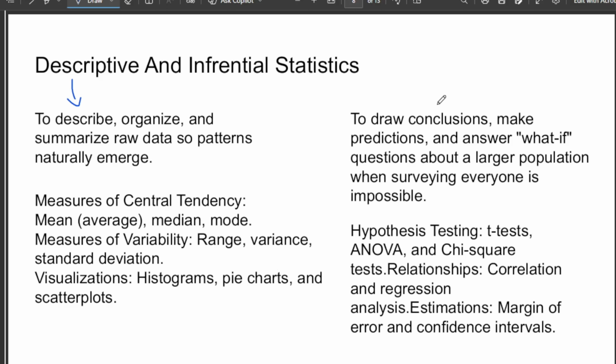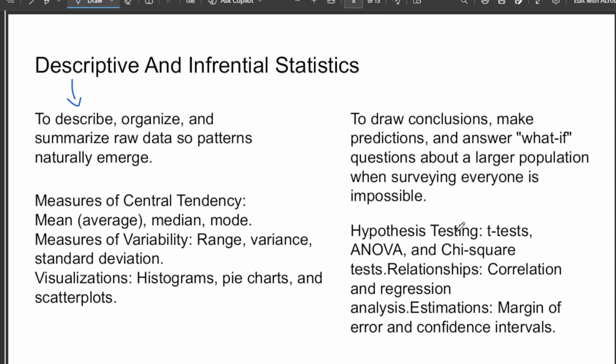For inferential statistics, it's to draw conclusions, make predictions and answer what-if questions about a larger population when surveying everyone is impossible, right? It makes sense, we can't just survey everyone. That is impossible. So we have to take a sample or a subgroup of a larger population. That's basically what inferential statistics is.